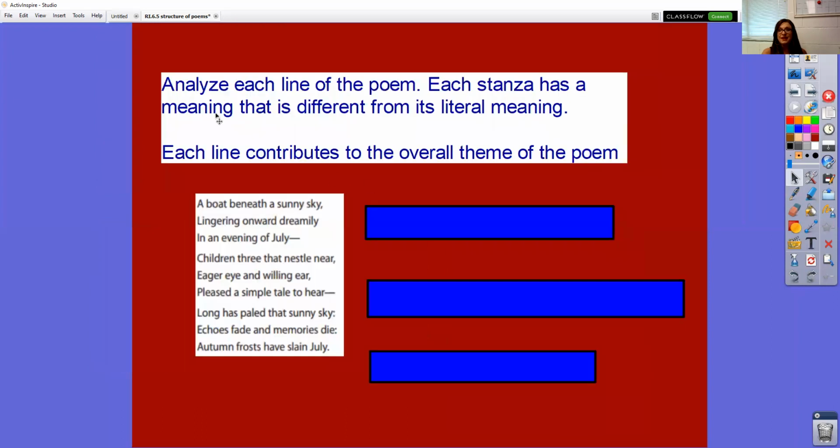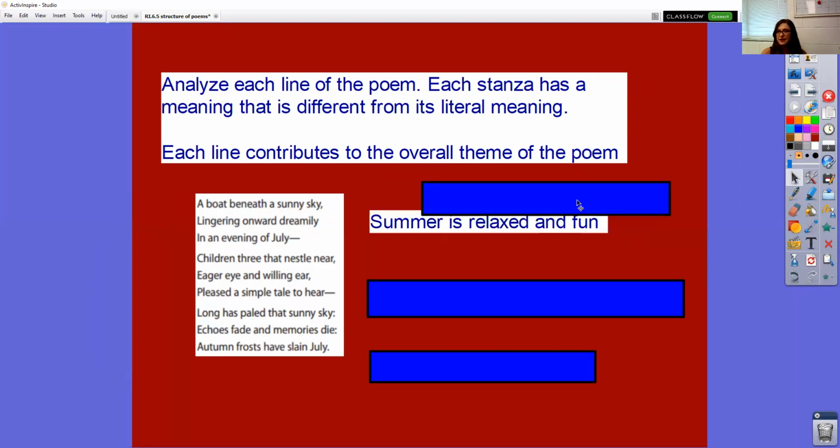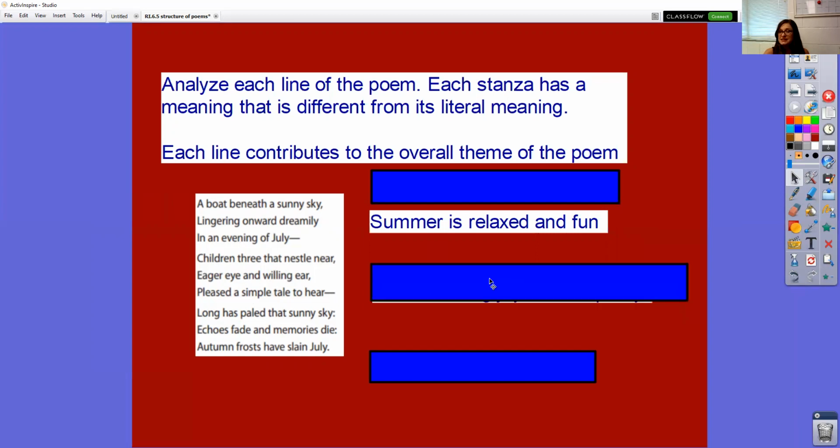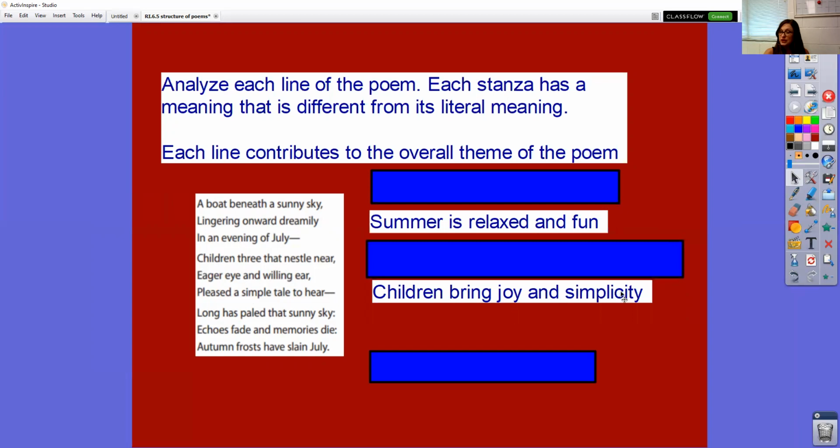To correctly analyze a poem, you need to look at each line. Each line contributes to the overall theme that the poet is trying to tell you. So let's take a look at the first stanza: a boat beneath the sunny sky, lingering on dreamily in an evening in July. And we said that might mean summer's relaxed and fun. Children that nestle near, eager eye and willing ear, pleased a simple tale: children bring joy and simplicity.